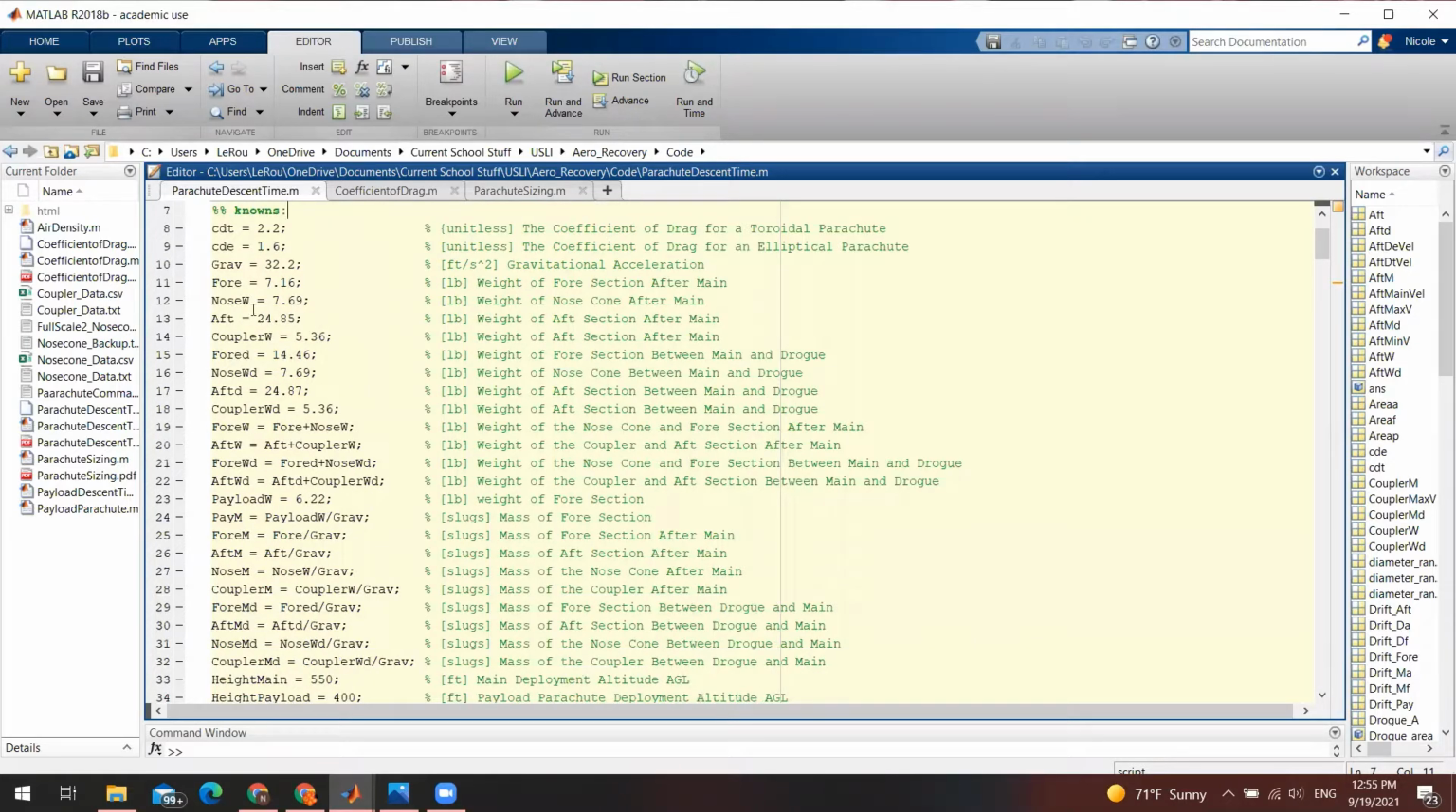First off, the coefficient of drag of a torsional parachute and the coefficient of drag of an elliptical parachute. These are known values. Usually you get them from the supplier of your parachutes. They will tell you them.